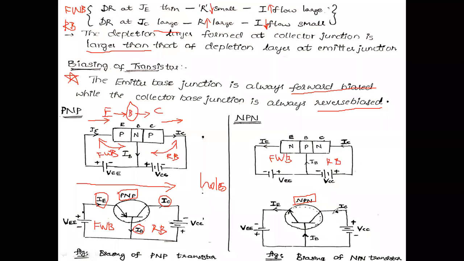This is going to be reverse biased, and this is going to be forward biased. Like that I am going to give it here. The flow of current takes place from this emitter, and some small amount of current flows into the base, as well as flow of current in this direction. In this direction the flow of current takes place.